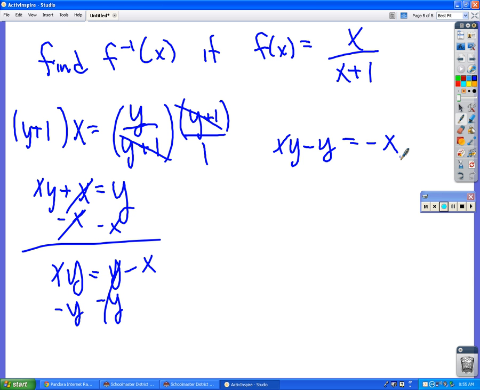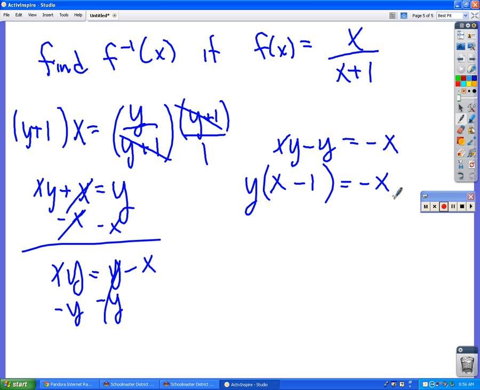Okay, here's the trick that is going to come up every once in a while in your lives, and I know it's something that you've never seen before, so it's a little bit confusing what I'm doing up here. In order to solve this for y, I'm going to factor a y out. Since each one of these terms has a y in it, I'm going to factor a y out of each one. That leaves me with x minus 1: y times x minus 1 equals negative x.